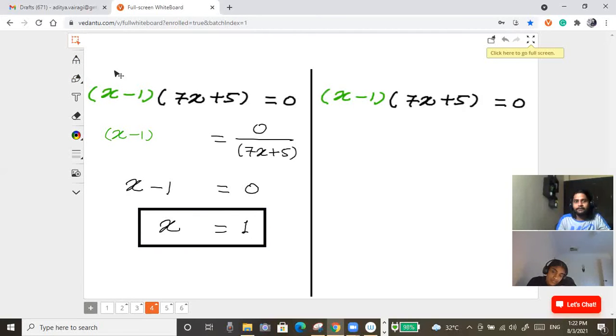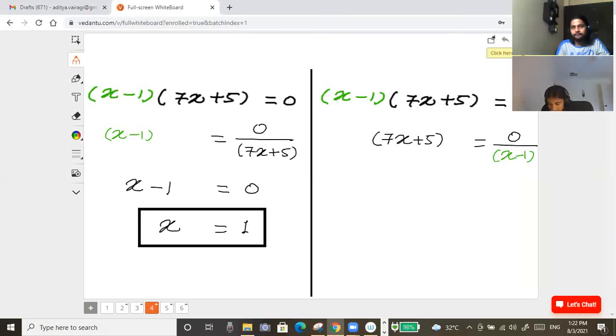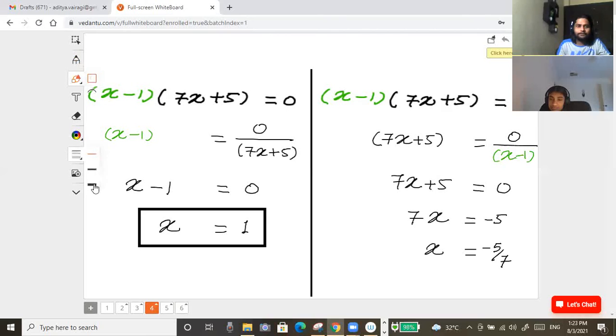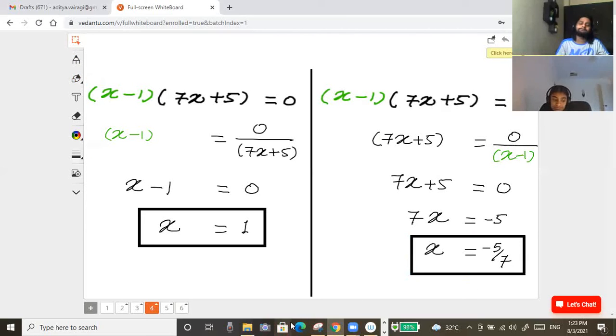Similarly, at this end you want to keep this 7x plus 5, and then you bring your green bracket to the other side. So this is my x negative 1, and that becomes 0, and 7x plus 5. So now 5 goes to the other side, that becomes negative 5, just negative 5. And 7 is in multiplication, that goes to the other side into division. So that's your other answer for x.